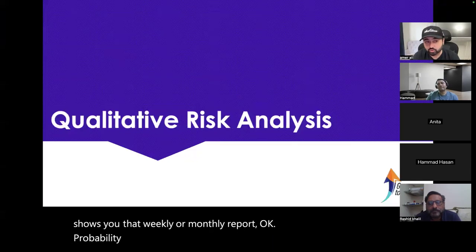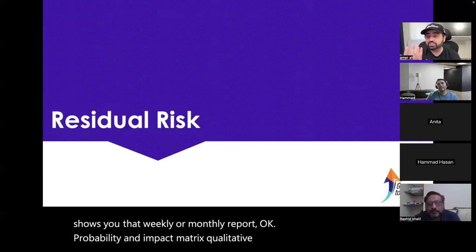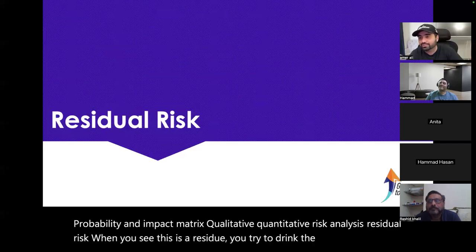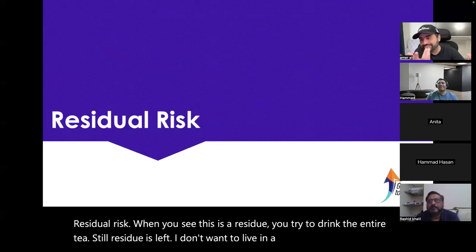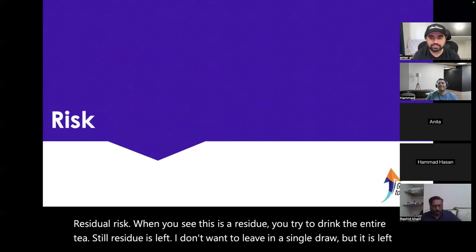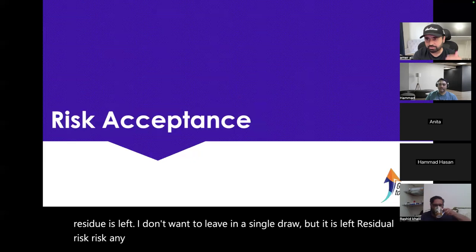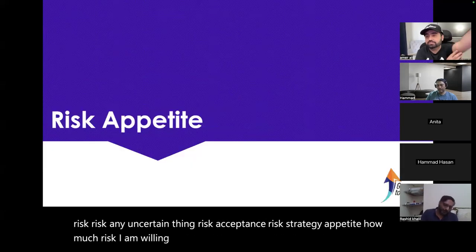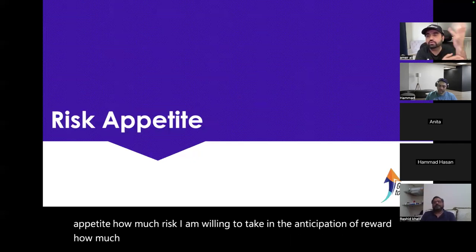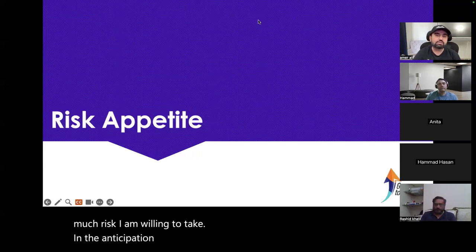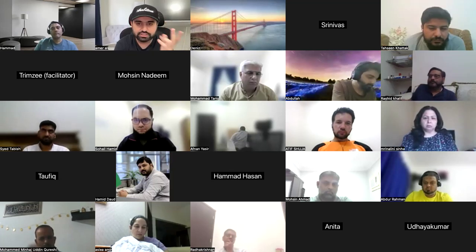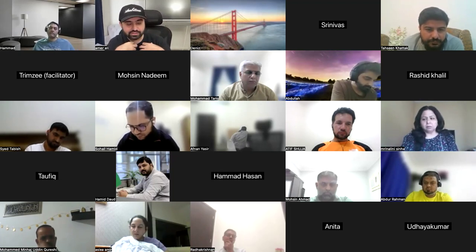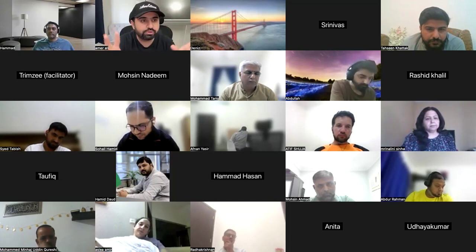Probability and impact matrix, qualitative and quantitative risk analysis. Residual risk: when you see this is a residue, you try to drink the entire tea, still residue is left. I don't want to leave a single drop but it is left. Residual risk, any uncertain thing. Risk acceptance. Risk strategy appetite: how much risk I'm willing to take in the anticipation of reward. For example, my PMP training is 2 weeks, then it's coaching, in the anticipation and also praying that all 50 people clear in 1 month.